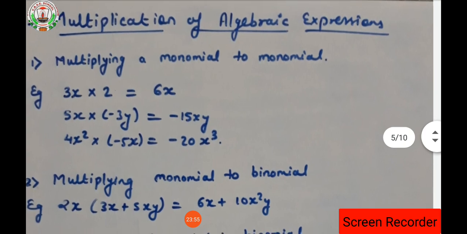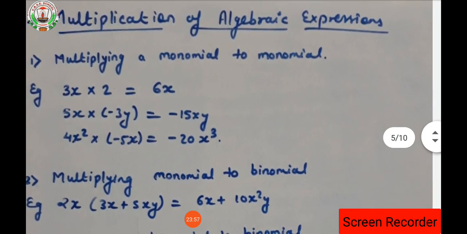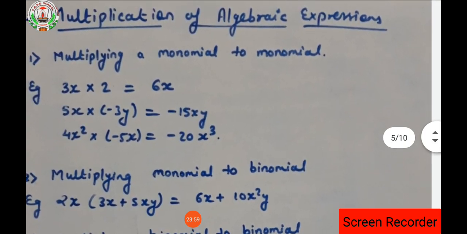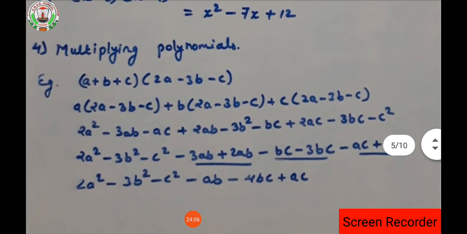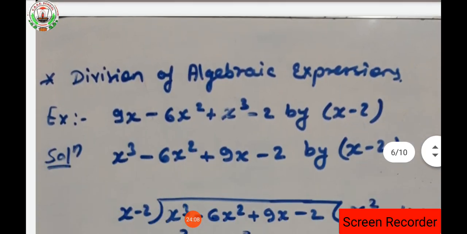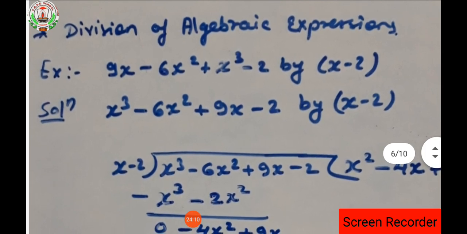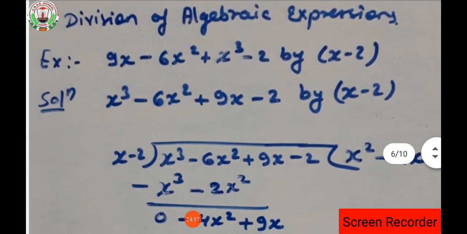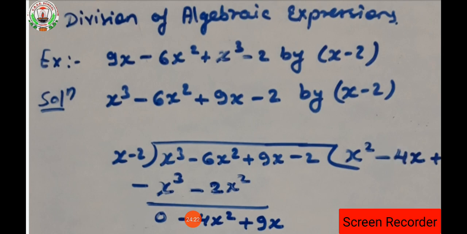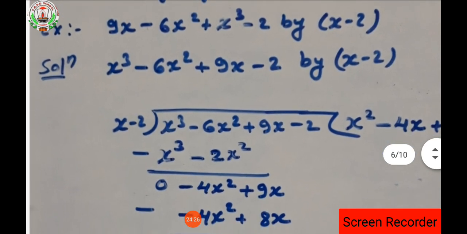Next one is multiplying of algebraic expressions. The same which we had seen above: multiplying a monomial to monomial, monomial to binomial, binomial to binomial, and the last one is a polynomial, isn't it? The next one is division of algebraic expressions. Above, we had learned how to add, subtract and multiply. Now let's see how to divide the algebraic expressions.